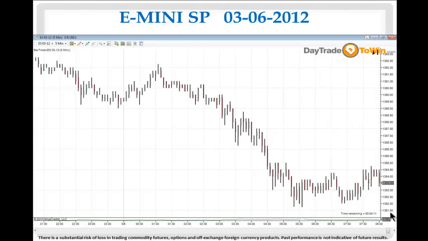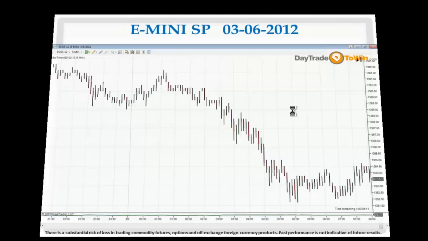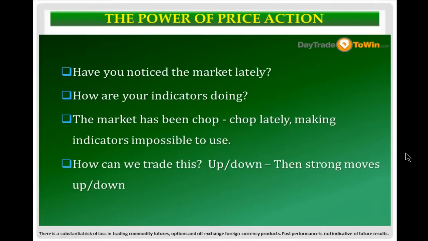And this is how I use price action. I don't use any type of Fibonacci's or candlestick interpretations. What I do is I look at price in a different way. What is it telling me? What is it showing me? And then how am I going to act on it? All right?